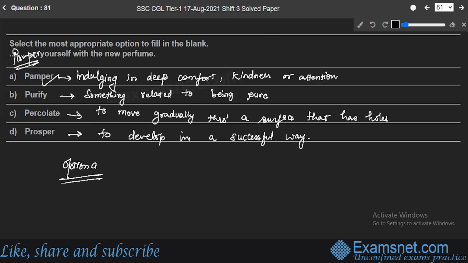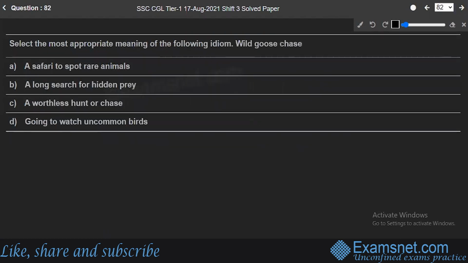Let's move to the next question, number 82. Select the most appropriate meaning of the given idiom, and the given idiom is "wild goose chase." Options are: a safari to spot rare animals, a long search for hidden prey, a worthless hunt or chase, going to watch uncommon birds. The meaning is a worthless hunt or chase. This idiom means a complicated or lengthy, usually fruitless pursuit or search.